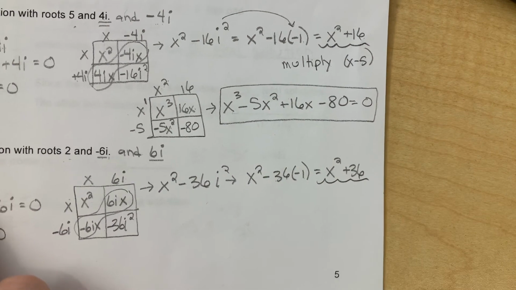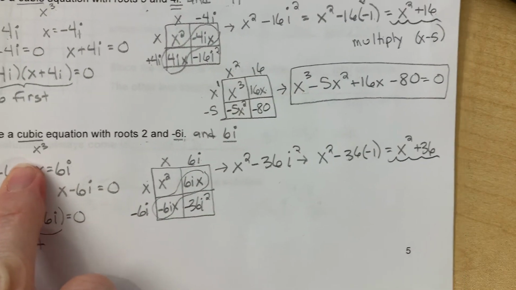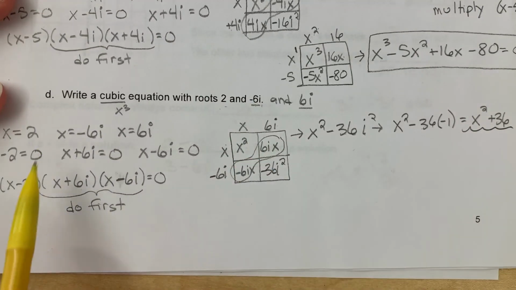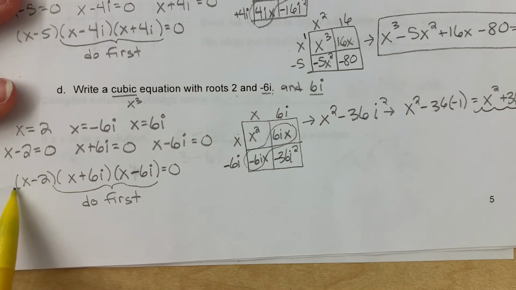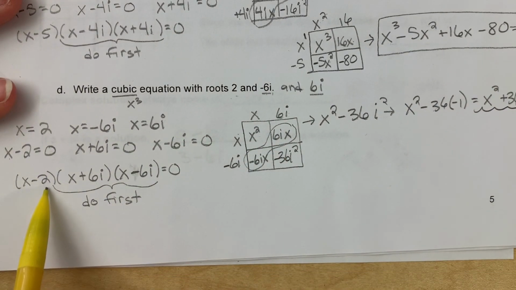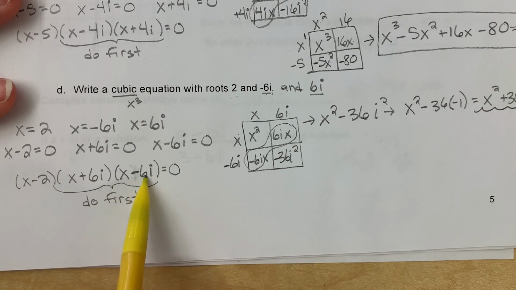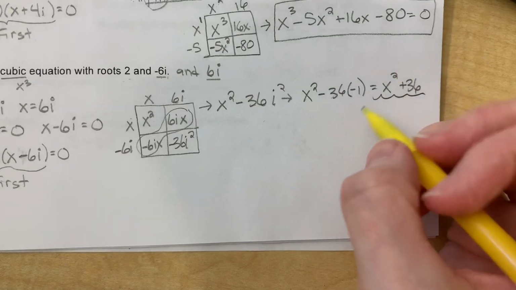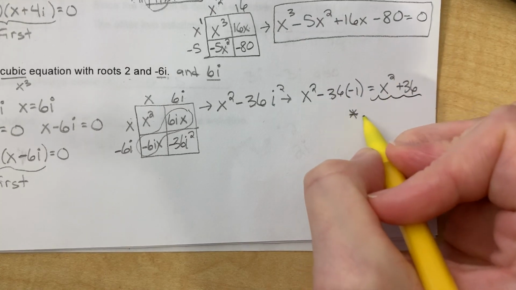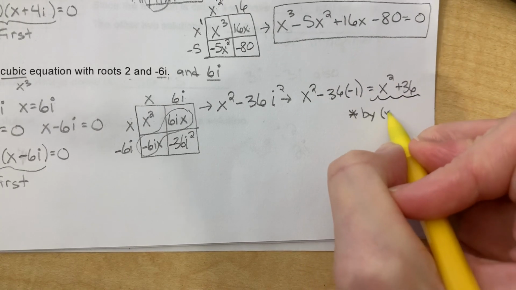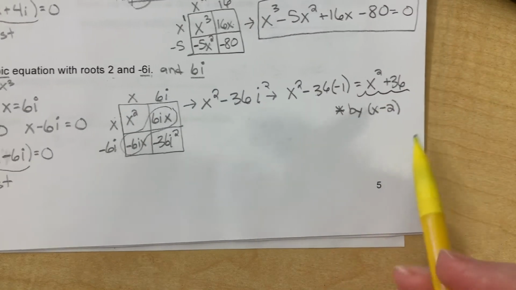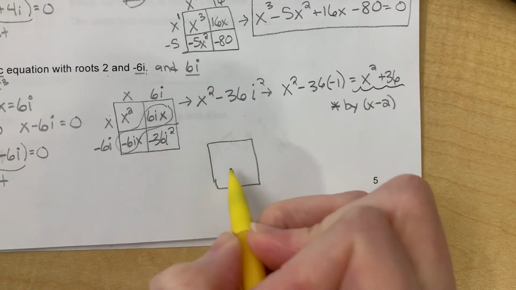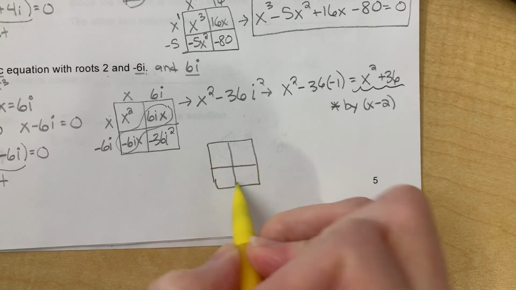My answer needs to be an x to the third power. This is just an x to the second power. I need to multiply that by x minus 2. So I multiplied these 2 factors. I got x squared plus 36. Now I need to multiply by x minus 2. So one more box. All right, here's my second box. Hopefully I didn't make that too small.